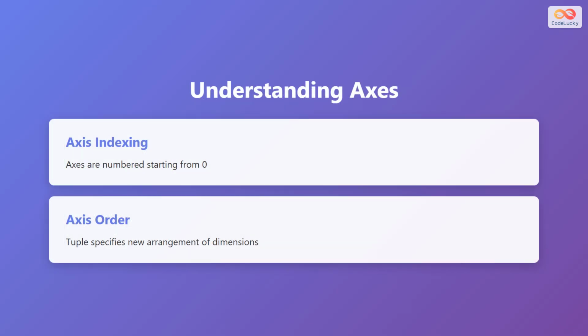Understanding axes is crucial for using transpose effectively. Axes are numbered starting from 0, so the first dimension is axis 0, the second is axis 1, and so on. The axes tuple you provide specifies the new arrangement of these dimensions. Each number in the tuple represents which original axis should appear in that position in the transposed array.